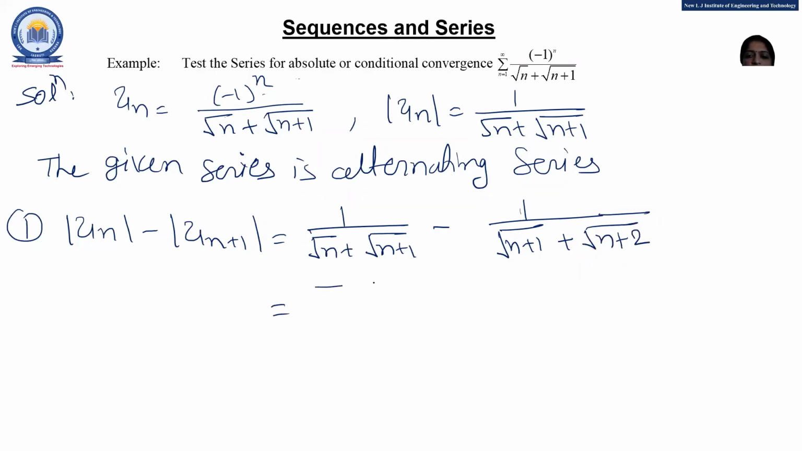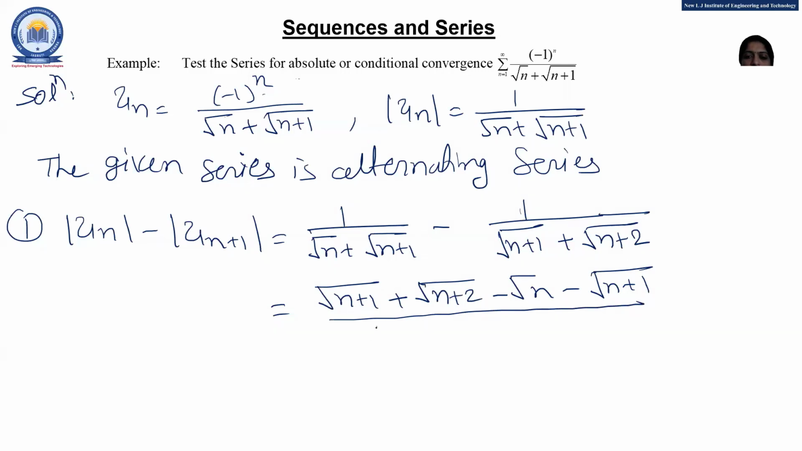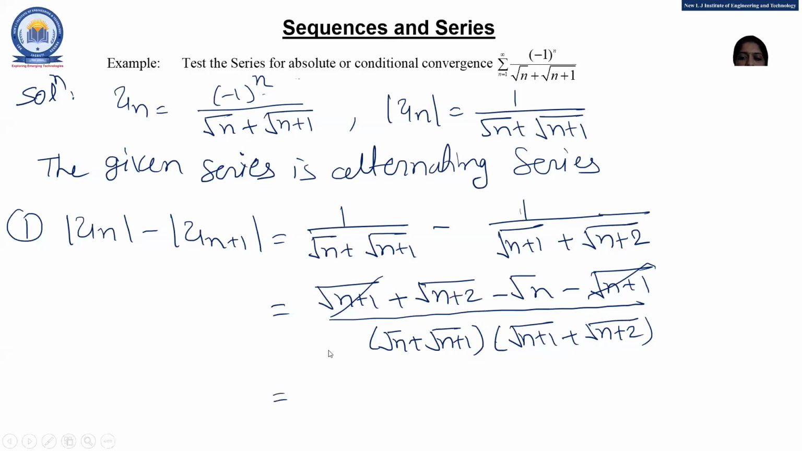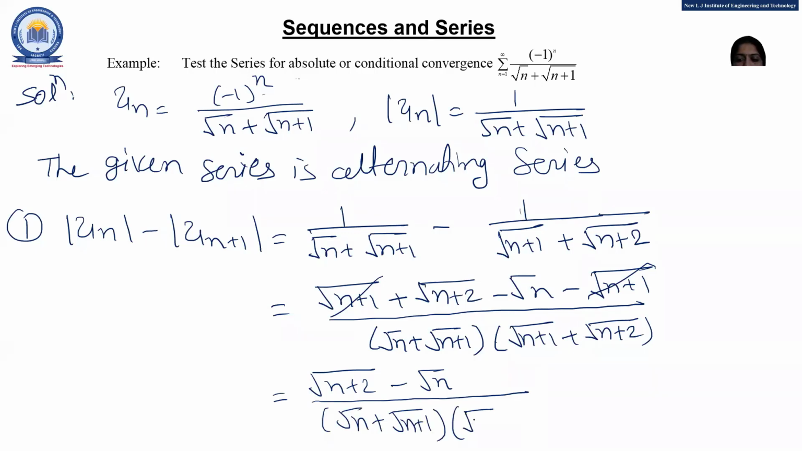After taking the LCM, the numerator is root n plus 1 plus root n plus 2 minus root n minus root n plus 1, and the denominator is root n plus root n plus 1 in one bracket, and root n plus 1 plus root n plus 2 in the other bracket. These two root n plus 1 terms cancel, and the remaining numerator is root n plus 2 minus root n, with the same denominator.